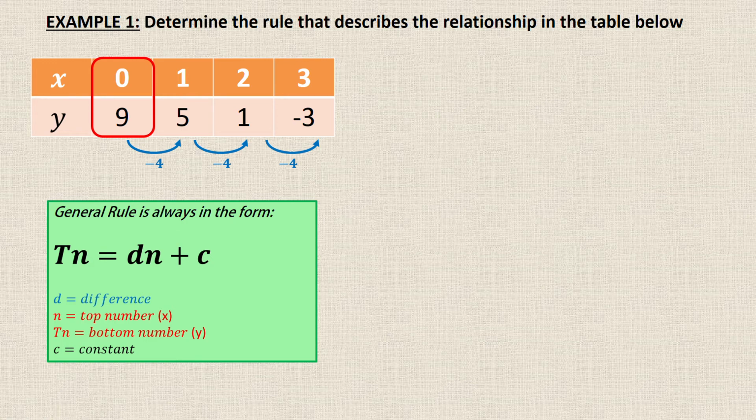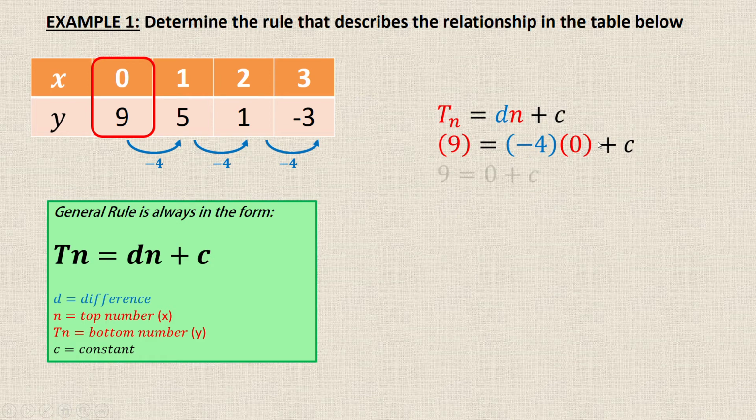So if I'm trying to find the general formula, there's my general rule. I can substitute. So d will be -4, that's my difference. And then n and tn, that's one coordinate pair. So I chose 0 and 9. I just substituted: n was 0, tn was 9. And if I go and solve that, -4 times 0 is 0. 0 plus c is just c. So I know that my constant is 9.